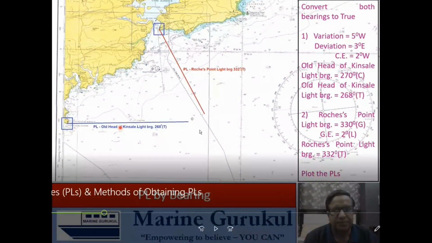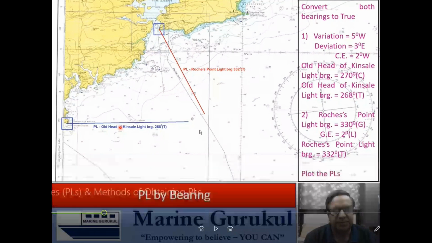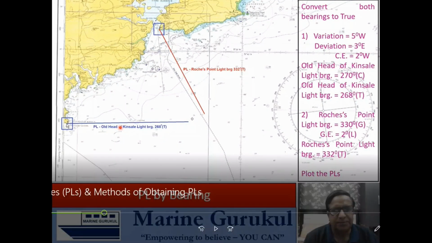So beta, this is what we had seen in the last lecture. We had seen how to plot and draw these position lines on the chart. We found out the compass error. One of the questions was based on magnetic compass. They had given us the variation and deviation. We found out the compass error, found out the true bearing and plotted on the chart.